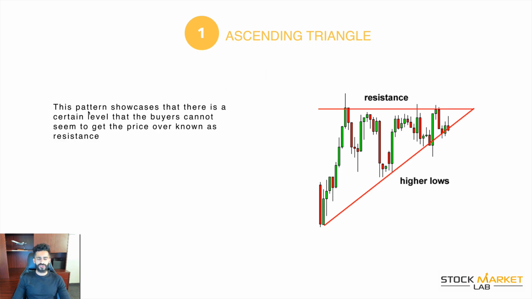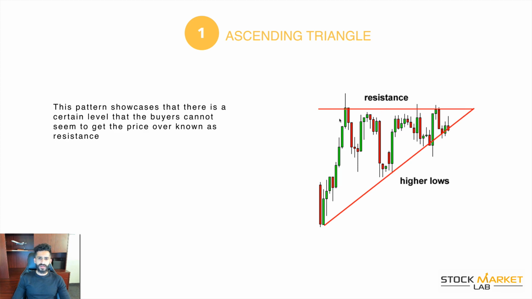This pattern showcases that there is a certain level that the buyers cannot seem to get the price over, known as resistance. As you can see right here, there's a certain level that's known as resistance, the supply level, the resistance point. Right here, the buyers are unable to get above that point.